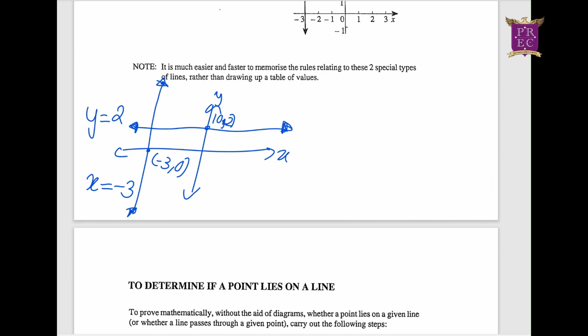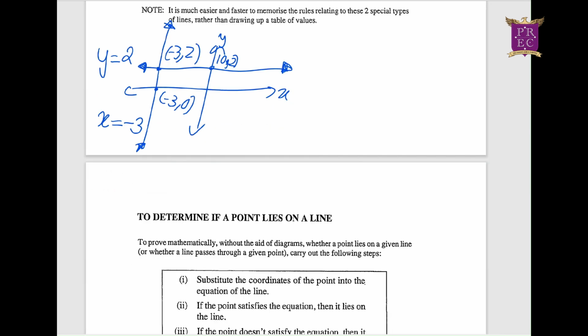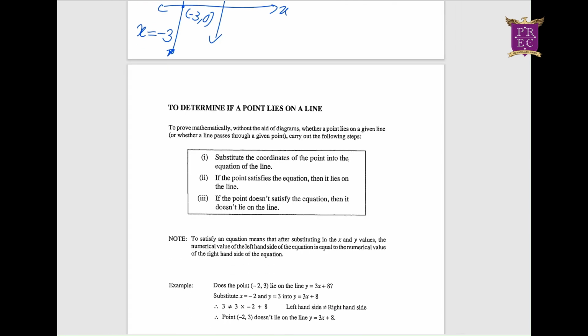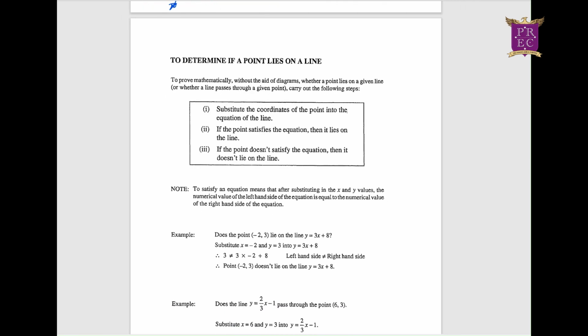Okay, that's it. What if we were to find the intersection of these two lines? What do you think this point will be? It's pretty easy. You look at the x coordinate over here and the y coordinate over here, which will be -3 and 2, and write it as an ordered pair. Okay. Right, let's go on to something a bit more challenging.